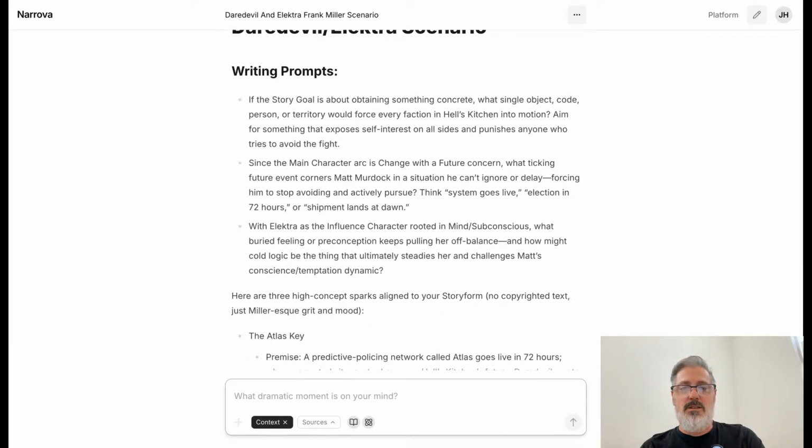If the story goal is about obtaining something concrete, what single object, code, person, or territory would force every faction in Hell's Kitchen into motion? Aim for something that exposes self-interest on all sides and punishes anyone who tries to avoid the fight.